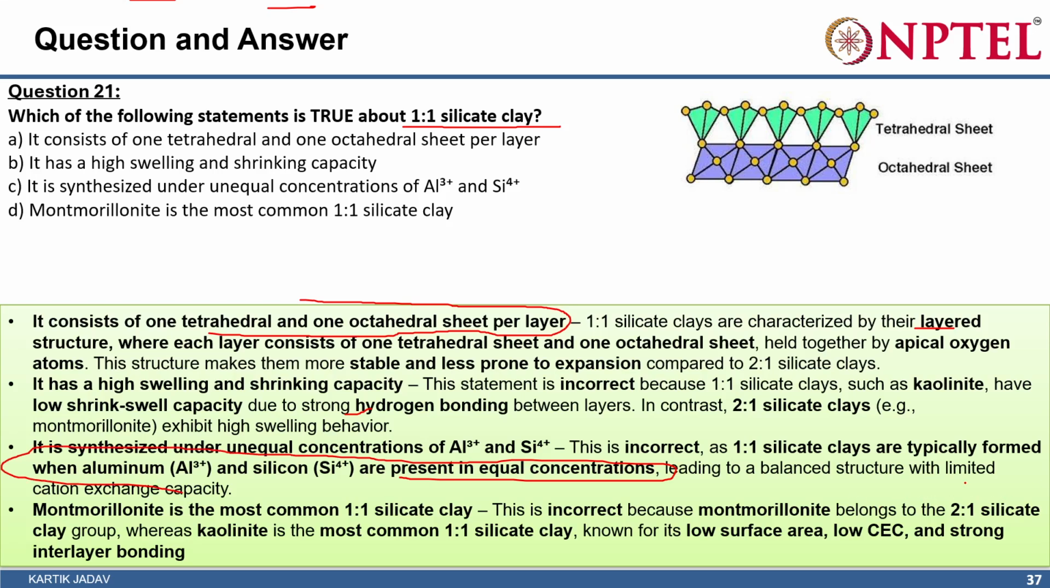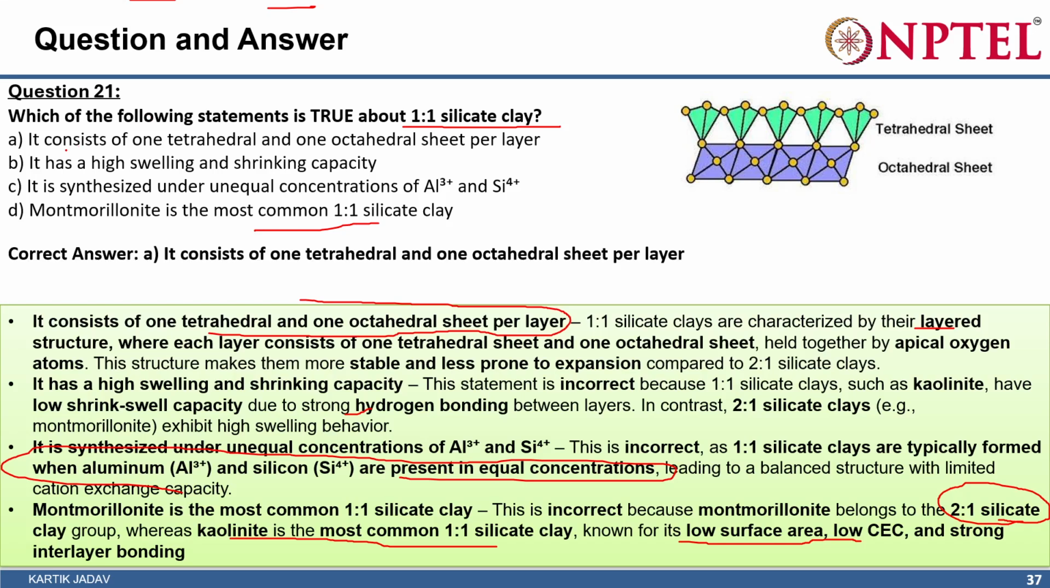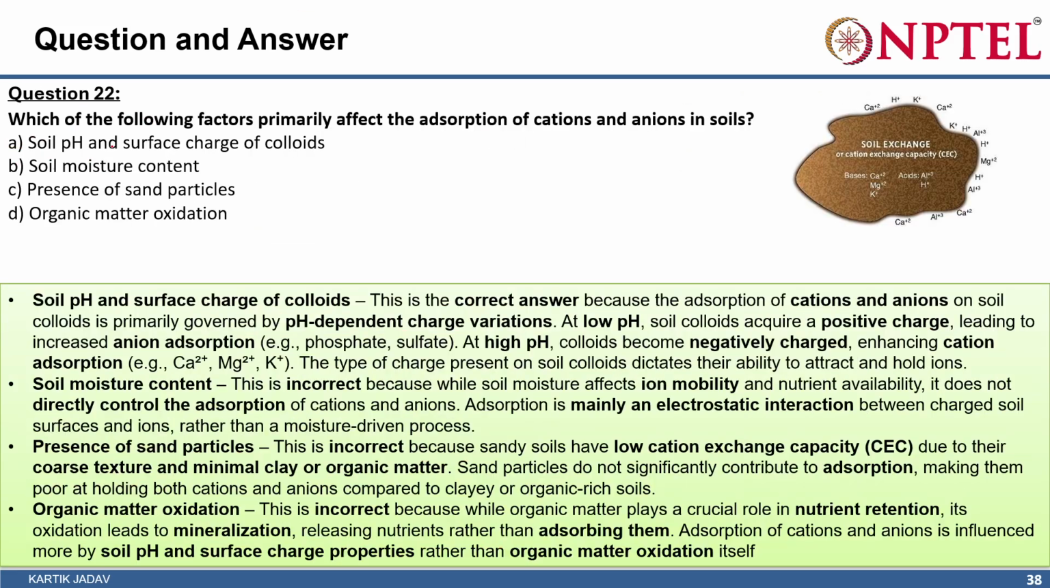That leads to a balanced structure with limited cation exchange capacity. On the other hand, Montmorillonite is a common type of 1:1 clay structure. No, it is also wrong because it is a 2:1 type of silicate clay group, whereas kaolinite is a 1:1 type of group, and it is known for its lower specific surface area, lower cation exchange capacity, and strong interclay bonding. So the correct answer is: 1:1 silicate clays consist of one tetrahedral and one octahedral sheet per layer. Question number 22.